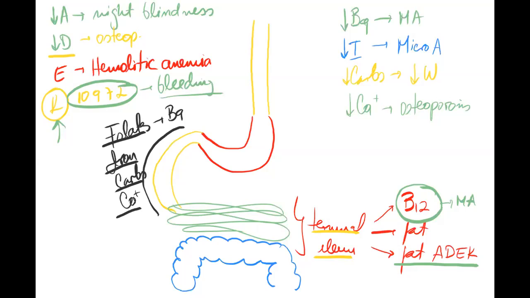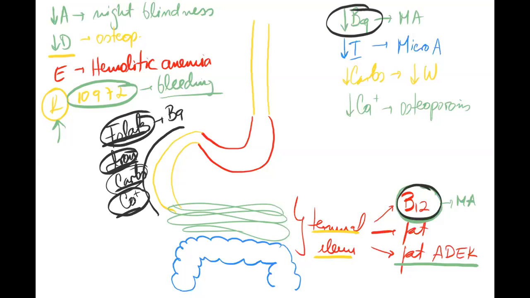With this quick review, I tried to show you the components that can show up during the test. So try to be sure to identify the folates, the iron, the carbs, the calcium, vitamin B9, that is the folate, vitamin B12, the fat, and the fat-soluble vitamins.